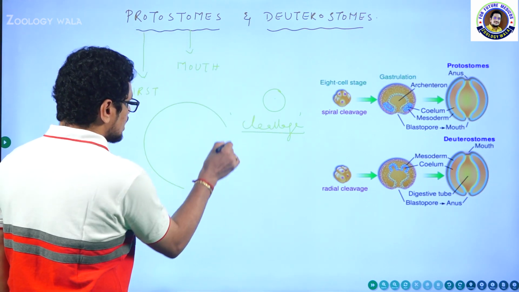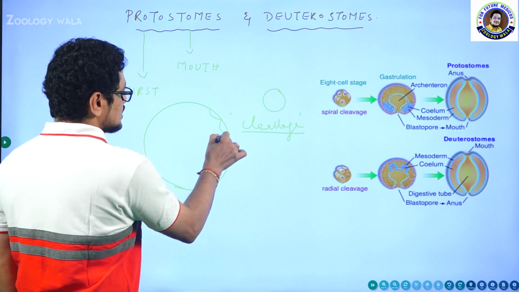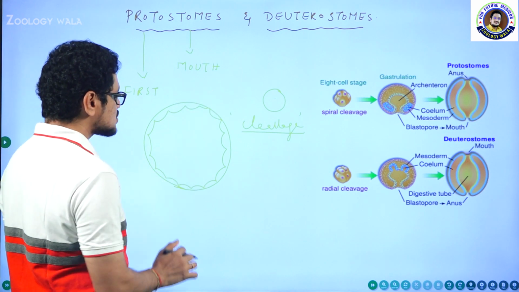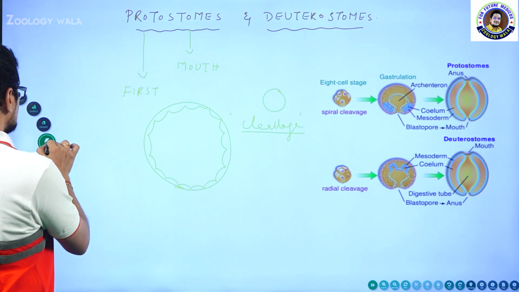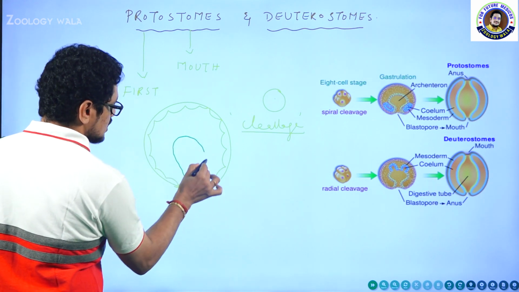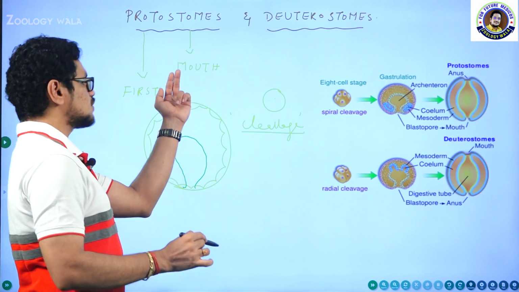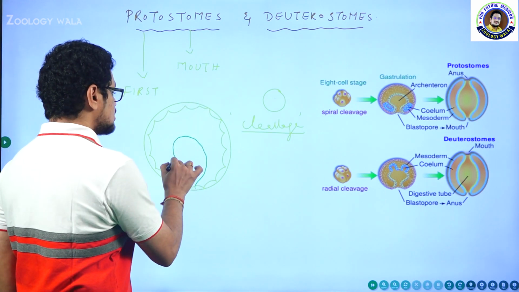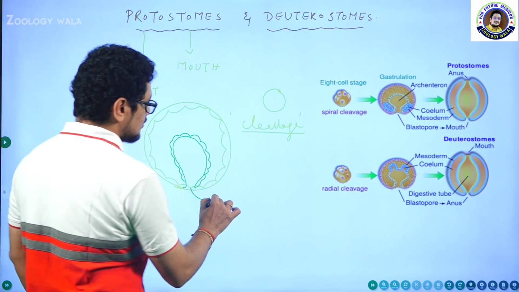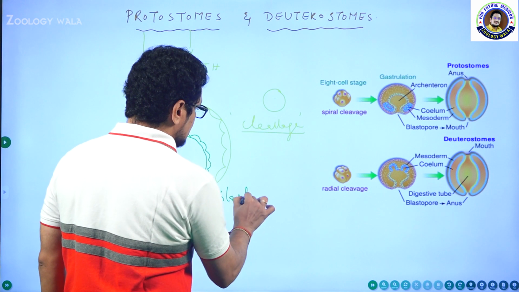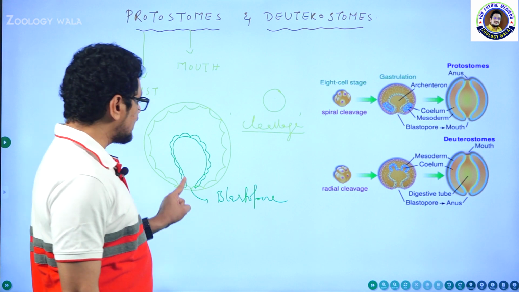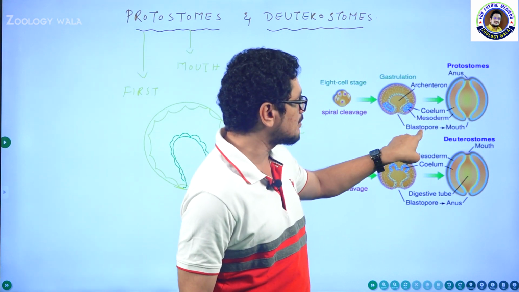Imagine this is an outermost layer, this is the ectoderm. Now what happens? Gradually this layer undergoes inward folding like this, and now this will become the endoderm, and the opening here will become the blastopore, B-L-A-S-T-O-P-O-R-E. So during the development, you can see one opening, the blastopore.